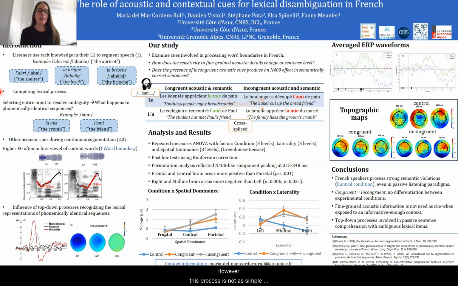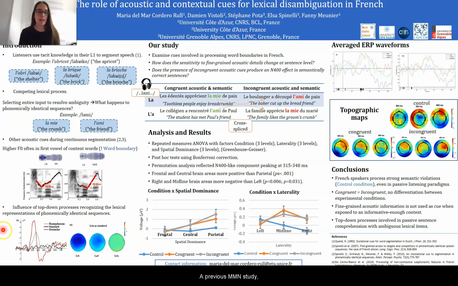However, this process is not as simple when listeners face phonemically identical sequences such as l'ami, that has a similar phonemical representation but has two different meanings, the cram and the friend. Several acoustic patterns have been evidenced to be used as cues to segment continuous speech, and for this study we have focused on the rise of the fundamental frequency that often appears in the first vowel of content words.